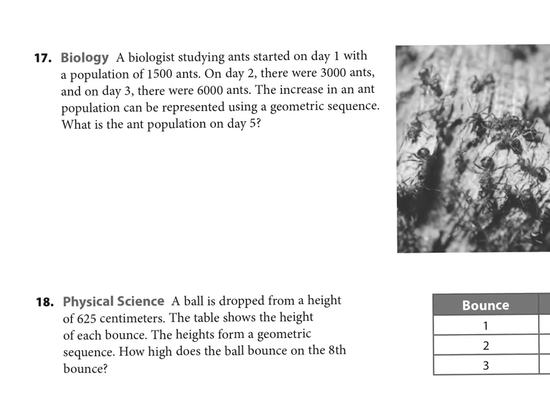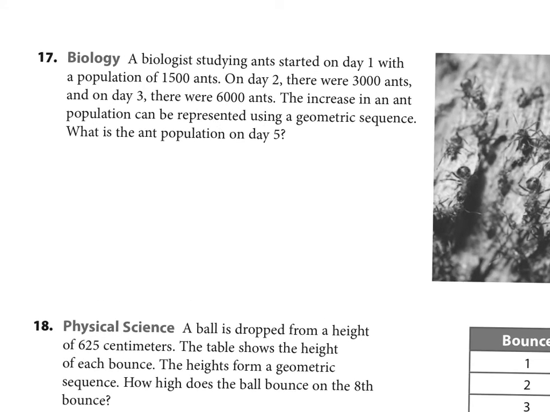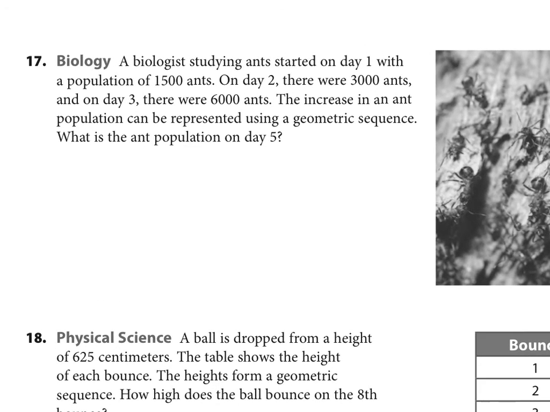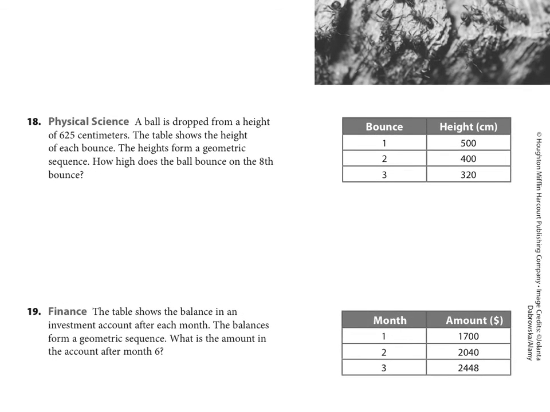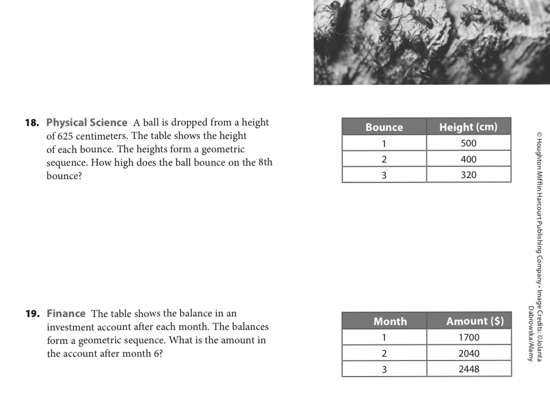Just looking at these, I'm not going to work them out, but again, just evaluating. A biologist studying ants starts on day 1 with a population of 15,000. On day 2, there were 3,000. So what's happening? They're going up, okay? The increase in the population can be represented by using a geometric sequence. What is the ant population on day 5? So the same concept. You go through the same process. Here again, how high does the ball bounce on the 8th bounce? Same concept. You just have to carry it on down through 8. So just a continuation of the same principle.